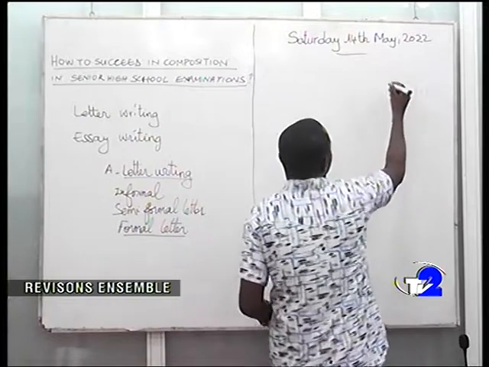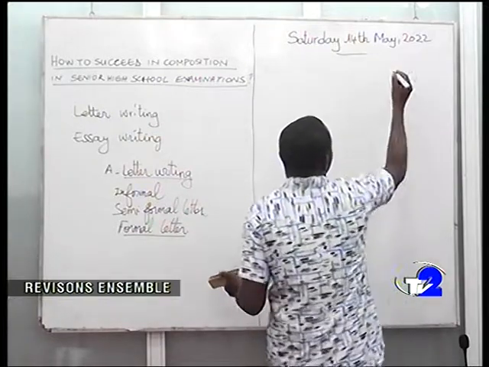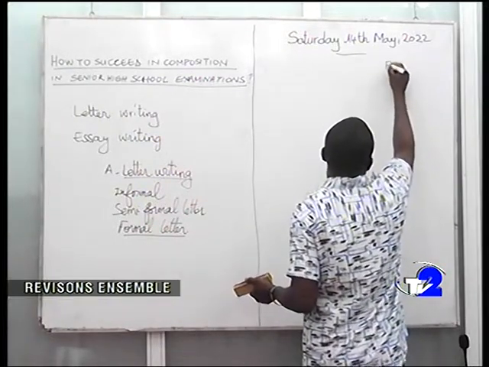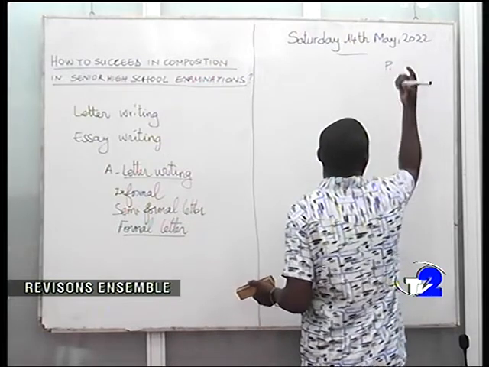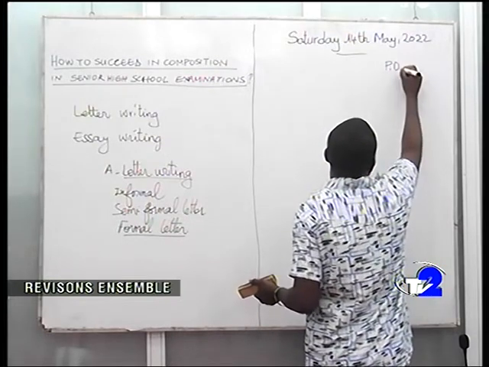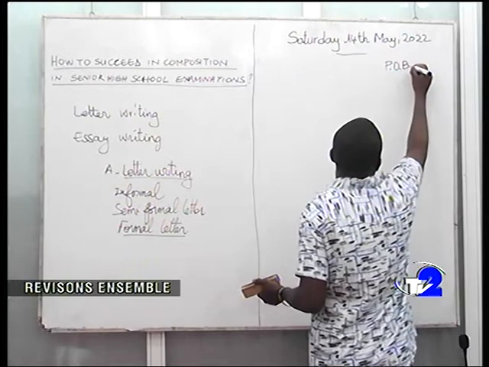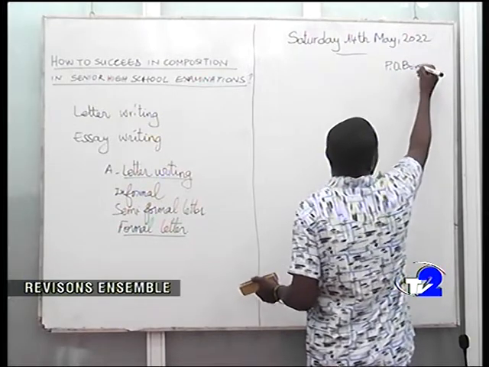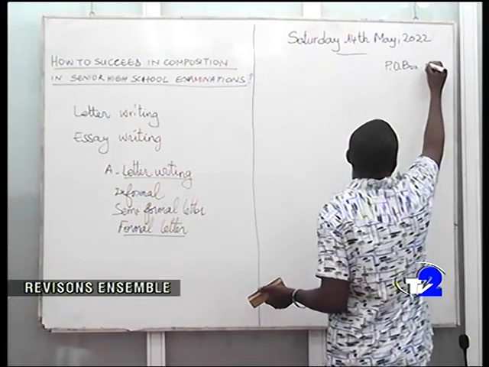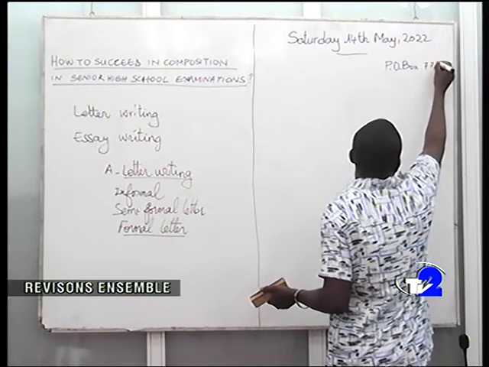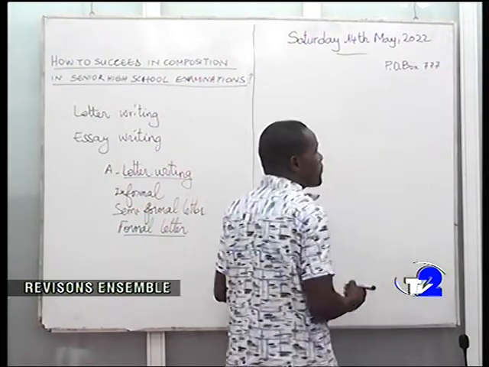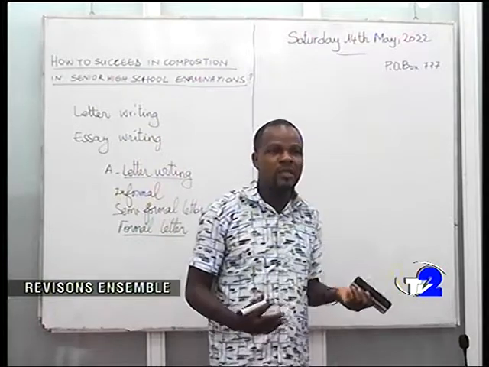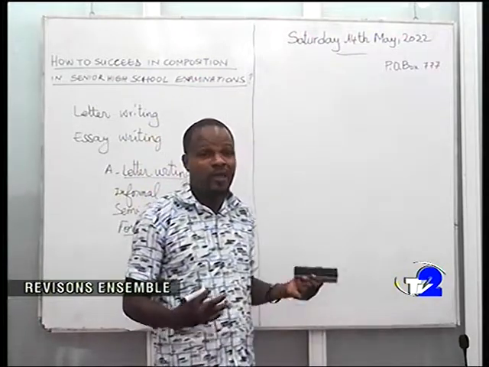So for instance, when you are asked to write a letter, you have to write the P.O. box first. Capital P, capital O, capital B, then box. And let's just take any number. Let's take 777. It's just an example. I'm just using it to explain how we write a formal letter.